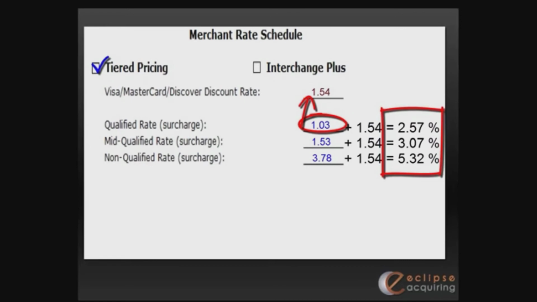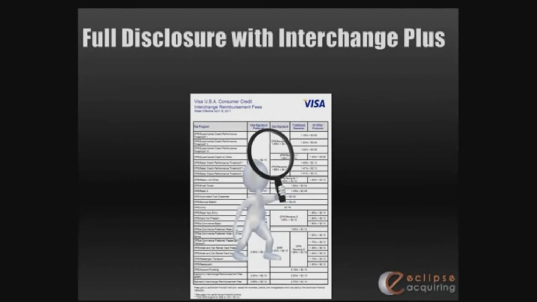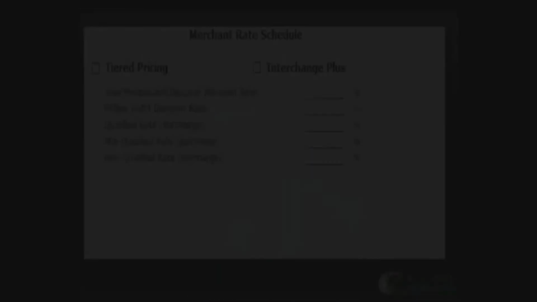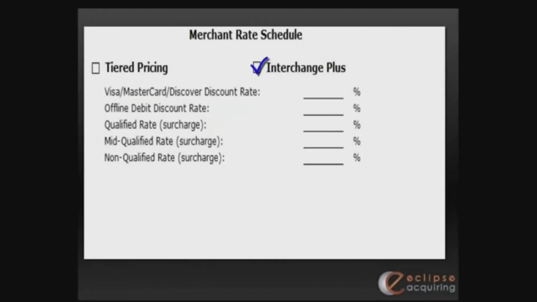This should give you a basic understanding of how tiered pricing works. Now, in comparison, let's look at how Interchange Plus is calculated. With true Interchange Plus pricing, the actual costs are passed through to the merchant, and all of the costs of the processing are disclosed for the merchant to see, including interchange and the dues and assessment costs. The processor then will work with the merchant to establish the discount rate, the percent that is charged over the interchange or pass-through.